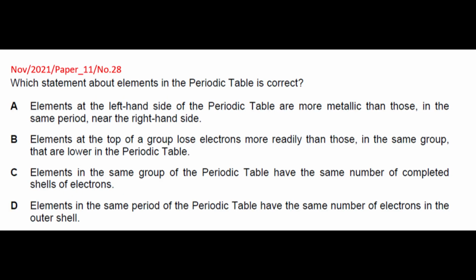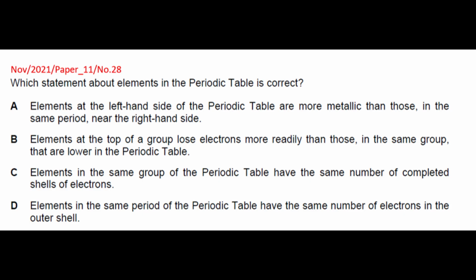Next question says: which statement about elements in the periodic table is correct? Our options are: elements at the left side of the periodic table are more metallic than those in the same period near the right-hand side. Alright, I always tell my students, when the periodic table is placed in front of you, your right is the periodic table's right and your left is the periodic table's left.